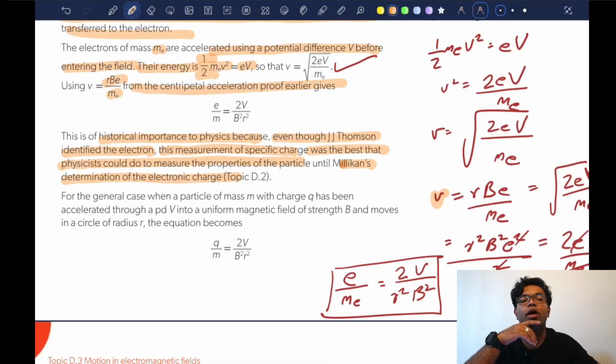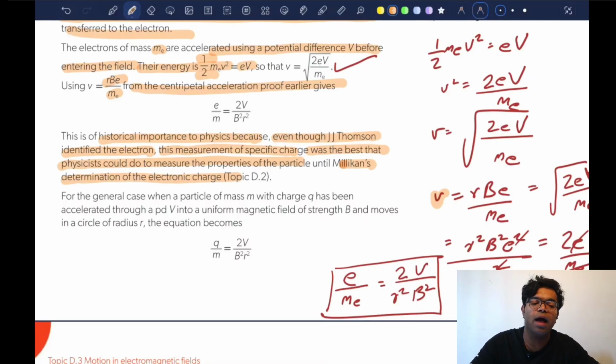So Millikan's oil drop experiment. You know who J.J. Thomson is, right? He is the discoverer of the electron. So J.J. Thomson discovered the electron, but he was not able to calculate the charge of an electron. He was only able to calculate the charge to mass ratio, that is coulomb per kg. Coulomb per kg is all he could find.